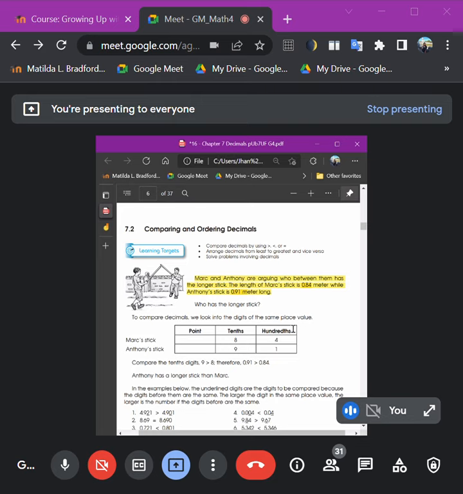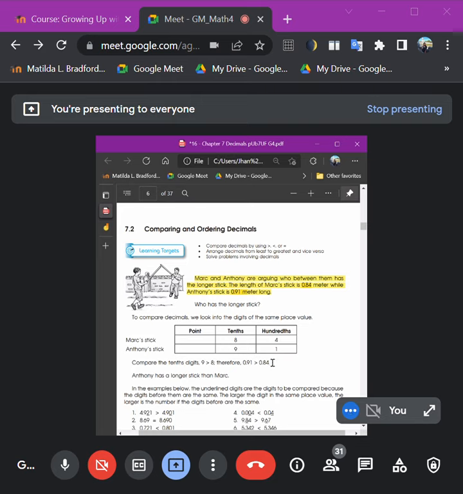So what you're going to do, class, is compare the tenths digits. You start with your tenths digit. Mark's is 8 while Anthony's is 9. So 9 is greater than 8. Therefore, you can say that 0 and 91 hundredths is greater than 0 and 84 hundredths.